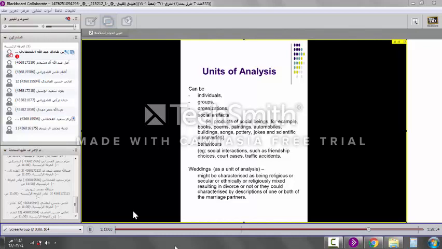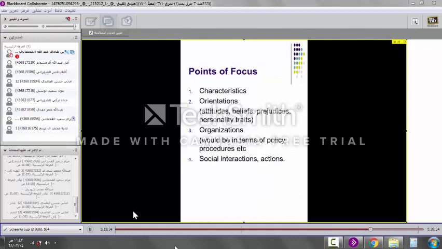They talk about here product. They talk about interaction, like social interaction, friendship, choices, court cases, traffic accidents, parent-children relationship, husband-wife relationship, teacher-student relationship, things like that. Okay. Of course, here they gave you, for example, social sciences, weddings or marriage, and things that are involved in marriage in general. They give examples of examples in social research.